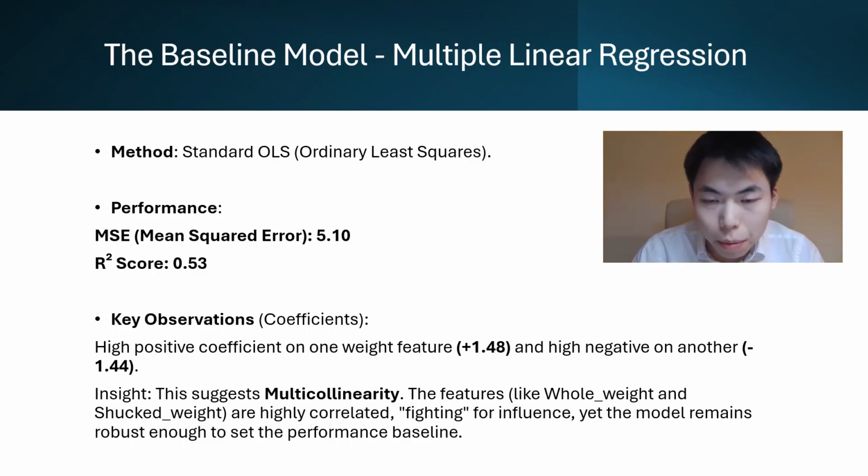So I started by establishing a baseline using a multiple linear regression model. Often we assume that simple models won't perform well on complex biological data, but the results were surprising. The model achieved an MSE of 5.1. Looking at the coefficients, we can see the impact of the multicollinearity I mentioned earlier. Some weights are positive and others are negative as they fight for importance. However, despite this, the model remained stable and provided a solid benchmark for prediction.